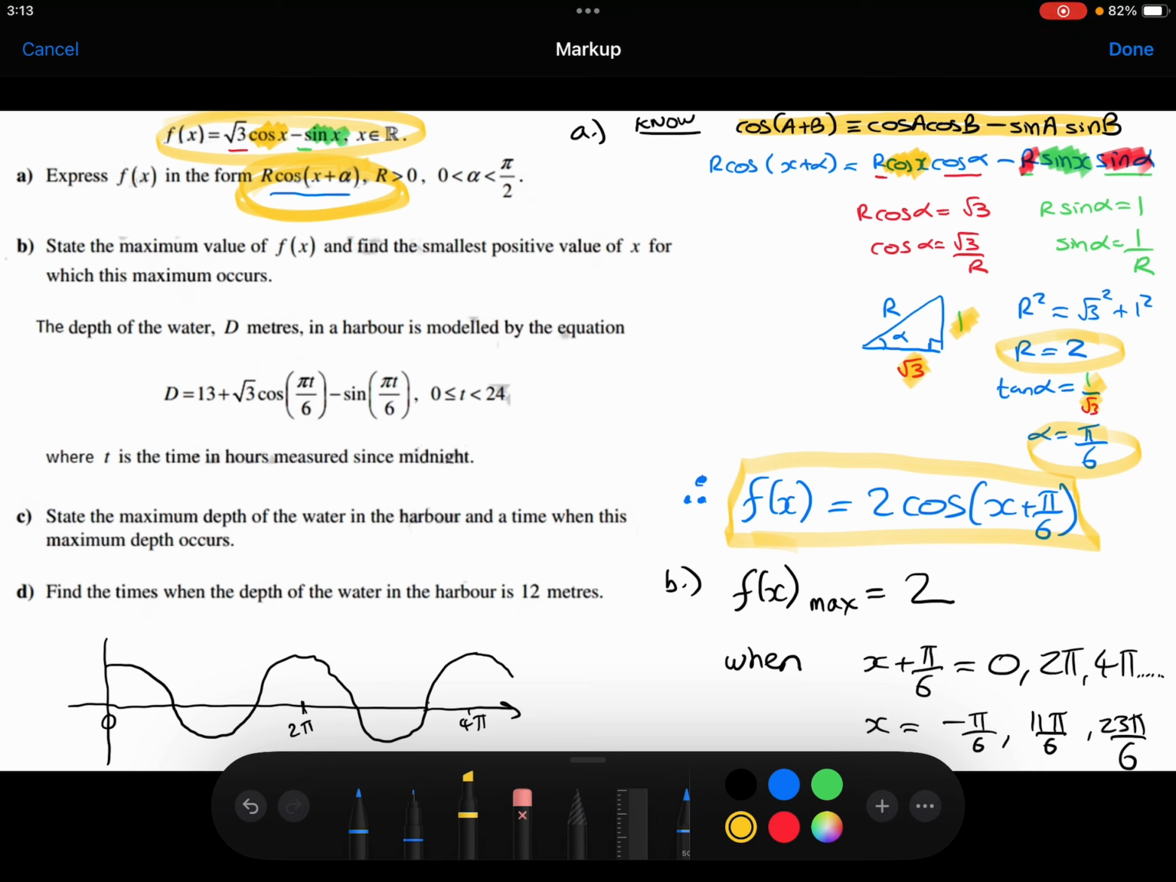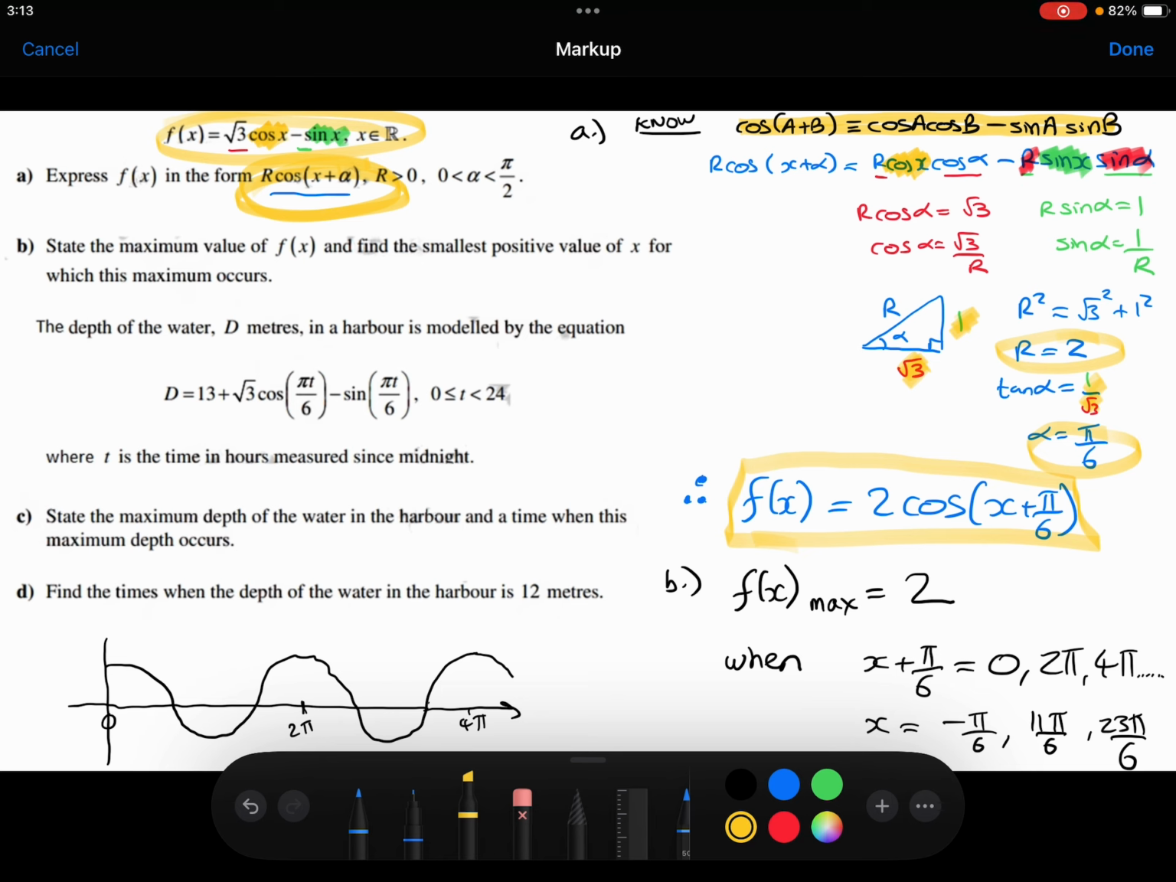Part B says to state the maximum value of f of x. Well, the maximum value is going to be 2, because I know that the maximum cos can be is 1, and 2 times 1 is 2. So the maximum is 2. And I need to state the smallest positive value of x when that maximum occurs.